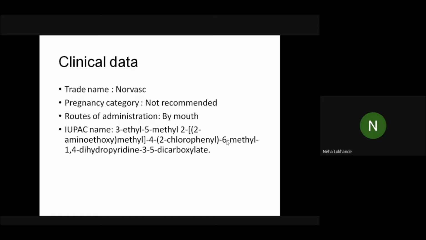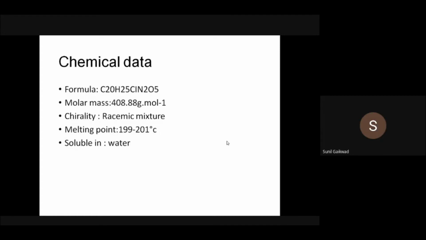IUPAC name: 3-ethyl 5-methyl 2-(2-aminoethoxymethyl)-4-(2-chlorophenyl)-6-methyl-1,4-dihydropyridine-3,5-dicarboxylate. Formula: C20H25ClN2O5.